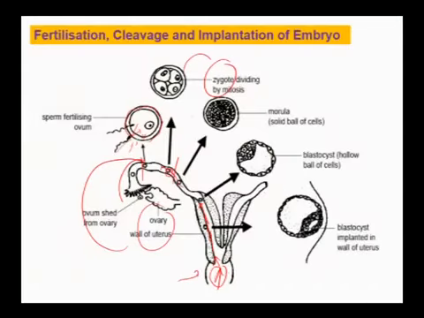The zygote undergoes repeated mitotic division. The repeated mitotic divisions of the zygote are called cleavage. The resulting cells are called blastomeres.